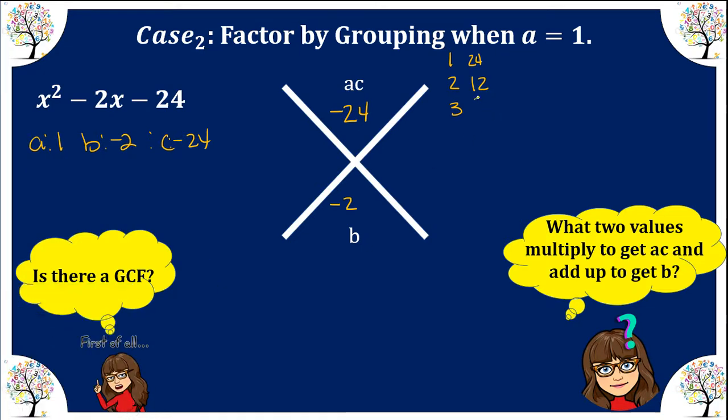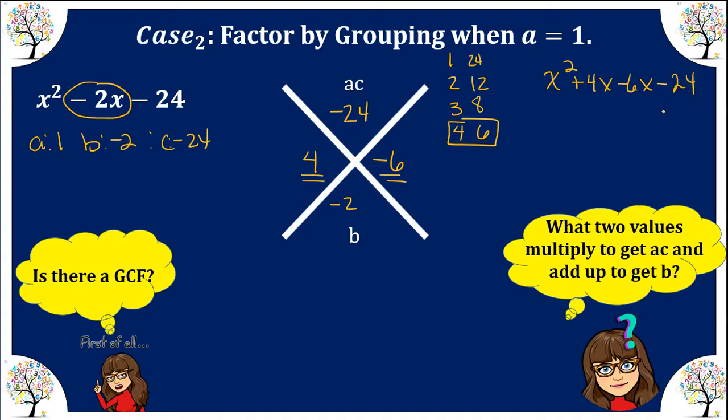So we have several pairs here. I'm looking and I see that 4 and 6 could give me a sum of negative 2 if 6 were negative. We need one of these numbers to be negative to give us a negative product. So we're going to rewrite negative 2x using 4x and negative 6x: x squared plus 4x minus 6x minus 24. Again, my expression still maintains the same value of our original problem.